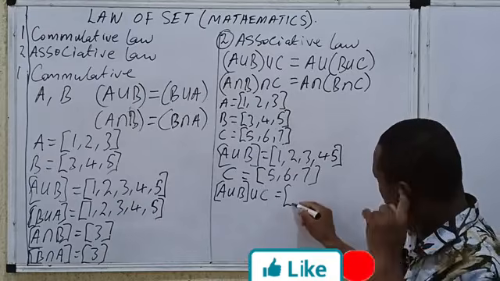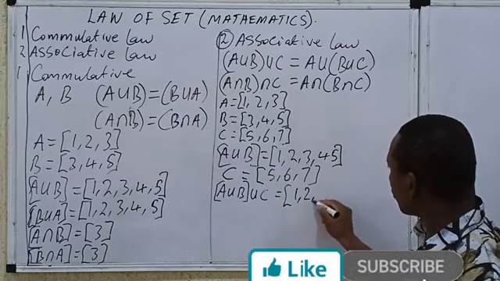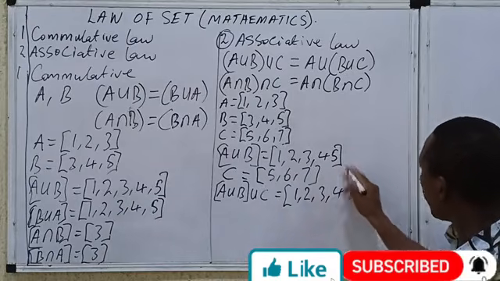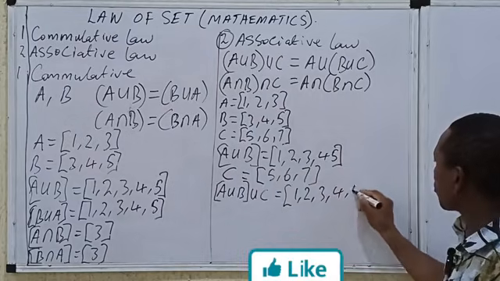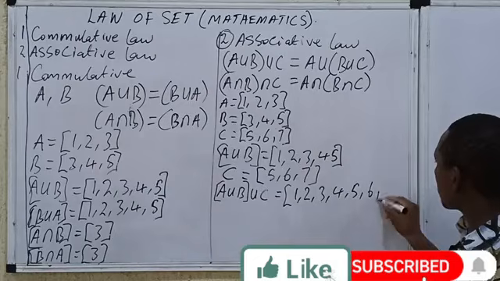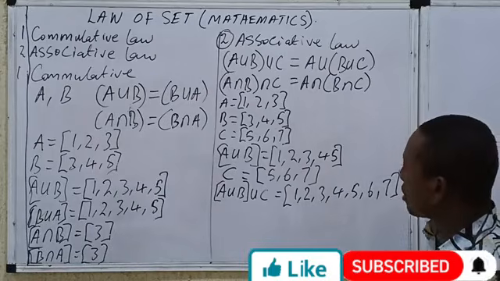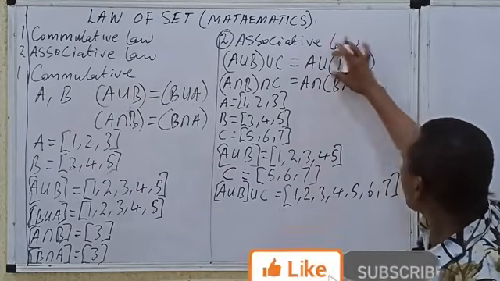And we have 1, 2, 3, 4. 5 is present in those places. So we have 5, 6, 7. So this is it.